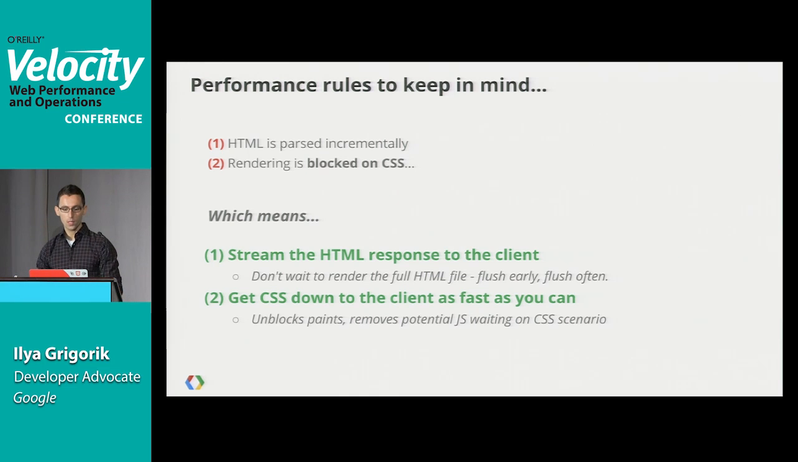And then the other important thing is we all know that CSS is critical, but CSS is really critical on mobile, right? Because everything is blocked. Rendering is blocked. We can't paint anything to the screen until we have all of the CSS. So that means that you need to be able to get the CSS down to the user as quickly as possible. Nothing should stay in the way of CSS.